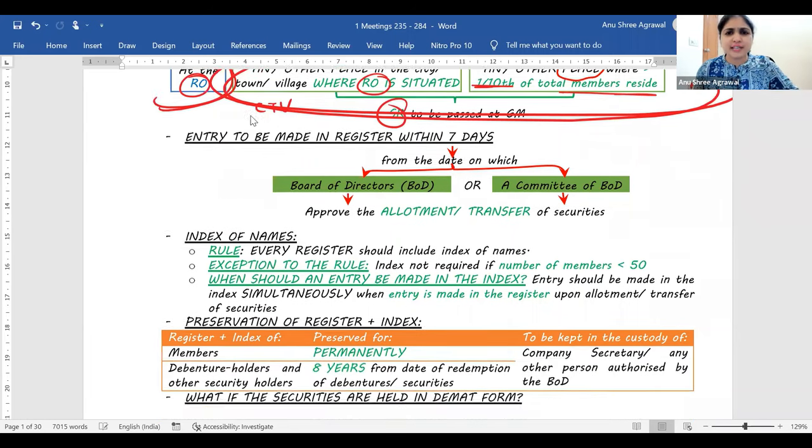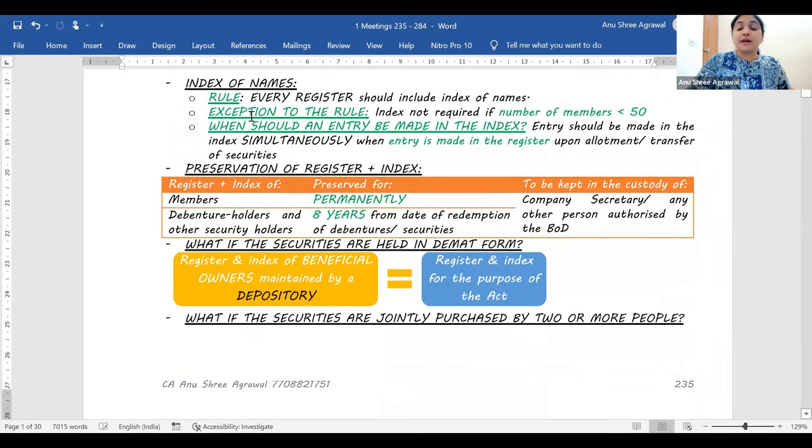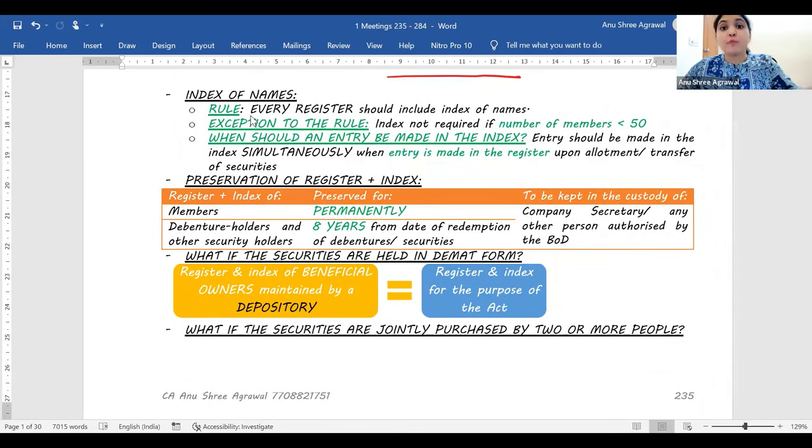When will we make an entry in this register? As soon as the board of directors approve the allotment or transfer, within 7 days. You have to remember this time limit of 7 days. Within 7 days, entry has to be made in the register. All right. Then remember, in case we have 50 or more than 50, then we need an index also. I will say greater than or equal to 50. In other words, if we have less than 50, we don't need an index. Only if we have 50 or more members will we need an index.